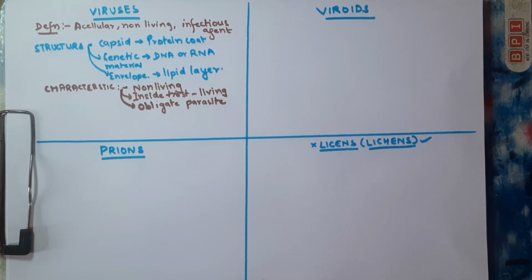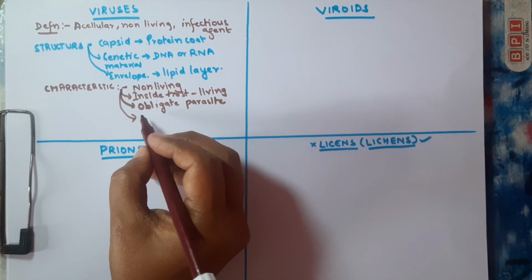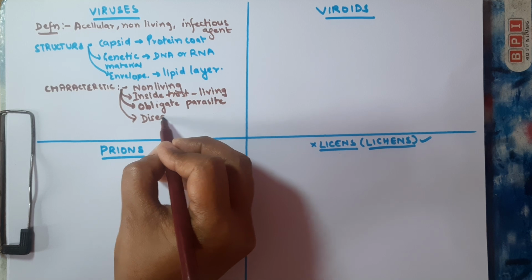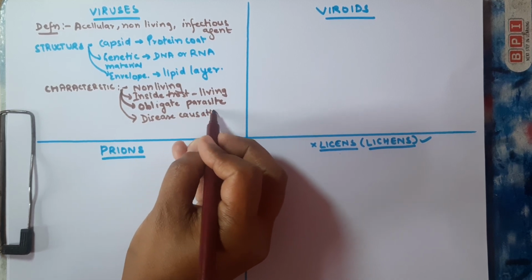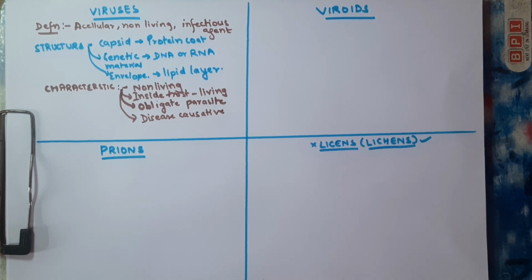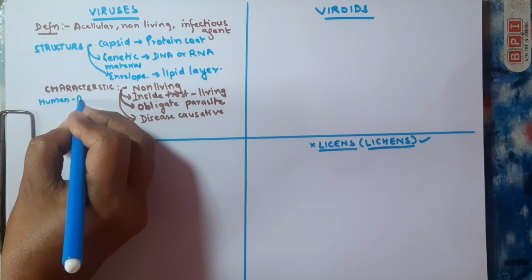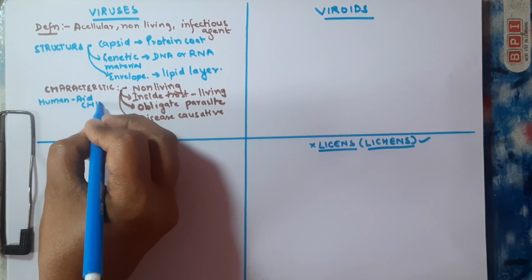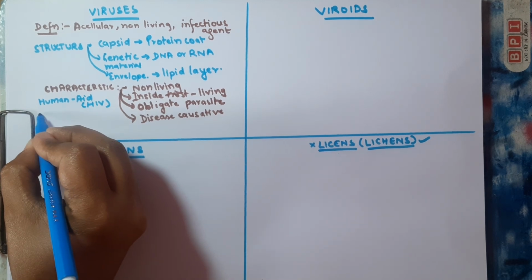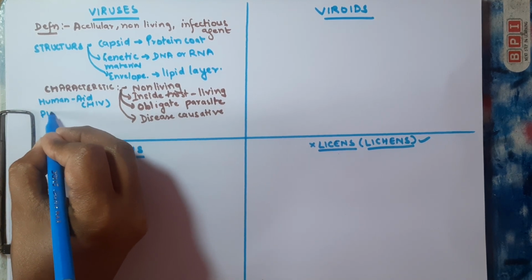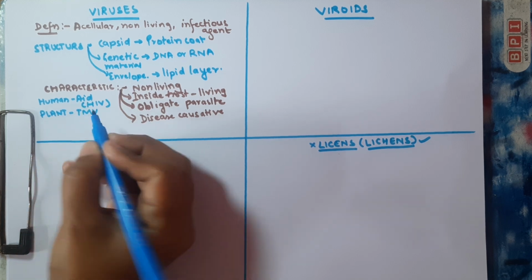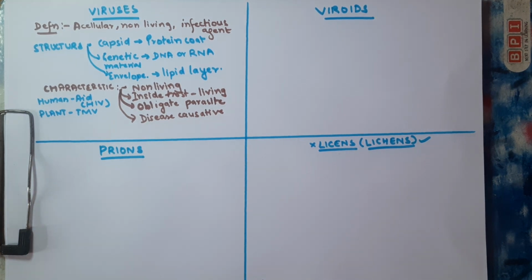Another important point about them is that they are disease causative, and they can cause disease in plants, animals, as well as human beings. In the case of humans, the example includes AIDS, which is caused by the human immunodeficiency virus. And if we are talking about plants, there is a virus, the tobacco mosaic virus, which will infect the tobacco plant.